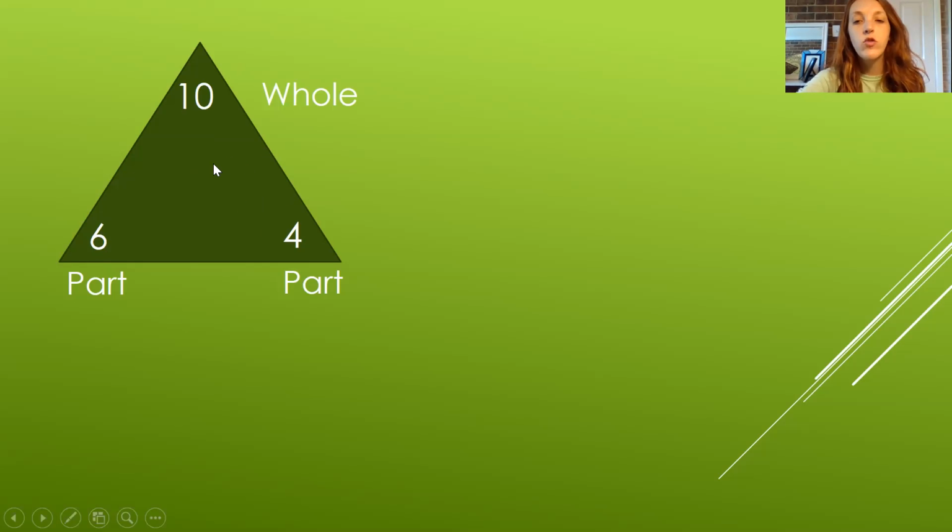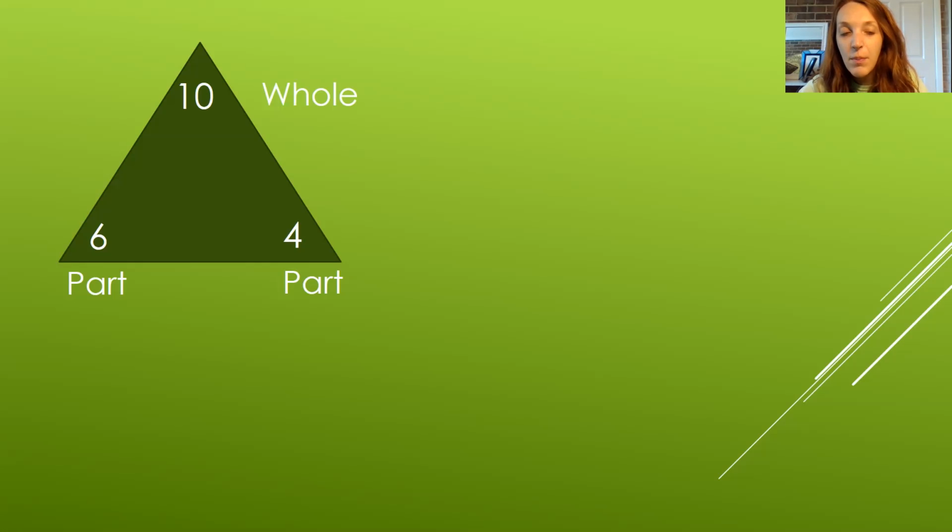So out of this triangle, we can find 4 different equations. We're going to be finding 2 addition equations and 2 subtraction equations. And all 4 of those equations together make a fact family. And the reason they make a fact family is because all of them use these 3 numbers and show those 2 separate parts creating a whole. So the first equation we're going to come up with is an addition sentence.